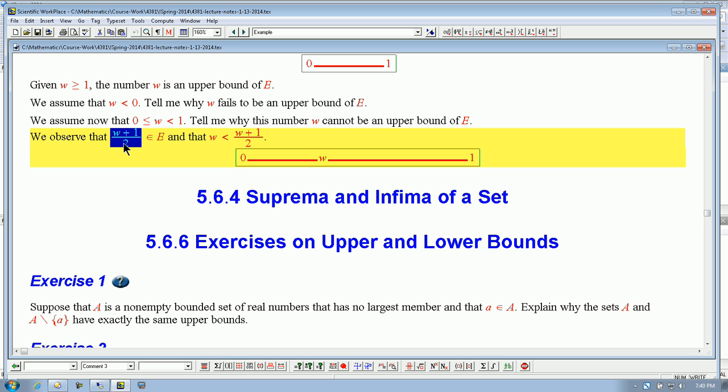This number W is less than 1, so W must be less than (1 plus 1) over 2, because W is less than 1. (1 plus 1) over 2 is 1. Gotcha. See? On the other hand, this number is bigger than (W plus W) over 2. In other words, the arithmetic mean of two numbers lies between them.